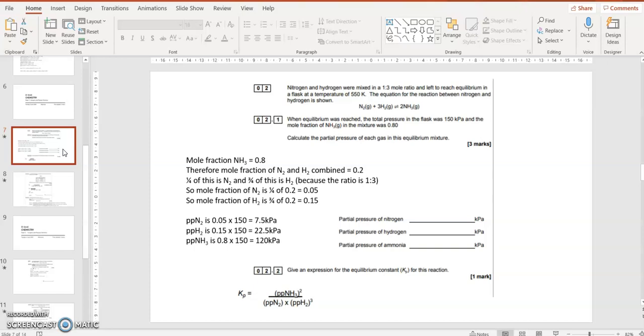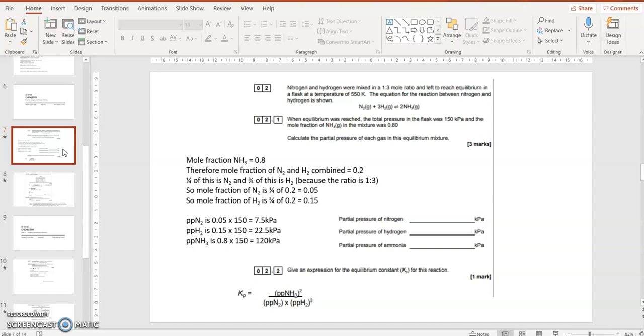The 550 Kelvin in the question, by the way, is a complete red herring. It's not needed at all. We multiply each of them by 150 and we get the partial pressures of each of them: 7.5 kilopascal, 22.5 kilopascal, 120 kilopascal.